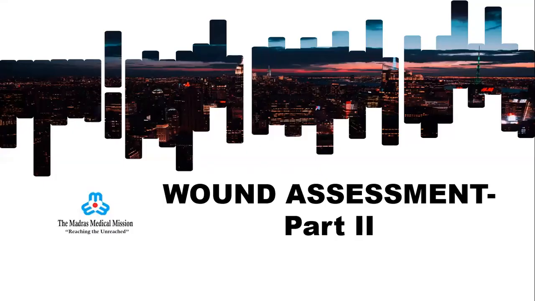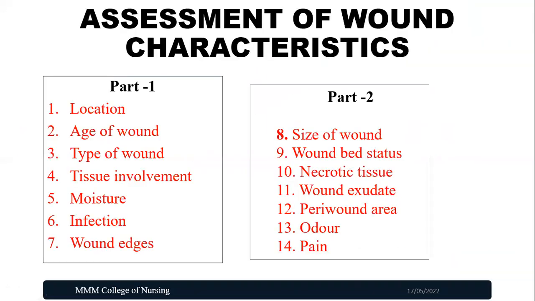Hello viewers. In this video, we are going to discuss the second part of the wound assessment. In my previous video, I spoke about the wound assessment, why nurses should be aware of it, and the different aspects of wound assessment, which I have divided into two parts. The first part included location of the wound, age of the wound, type of wound, tissue involvement, moisture, infection, and wound edges.